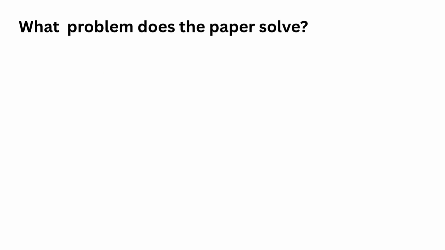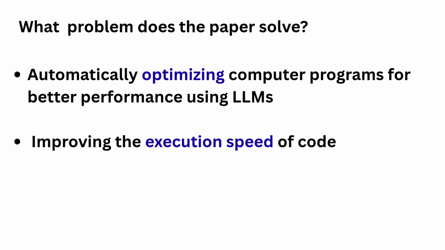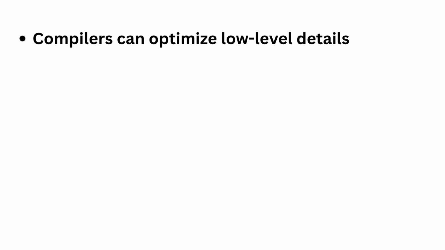The paper is solving the problem of automatically optimizing computer programs for better performance using large language models. More specifically, it focuses on improving the execution speed of code while keeping the program functionally correct. Traditionally, compilers can optimize low-level details, but high-level optimizations such as API and algorithm changes still require human programmers because they depend on understanding the semantics of the code.